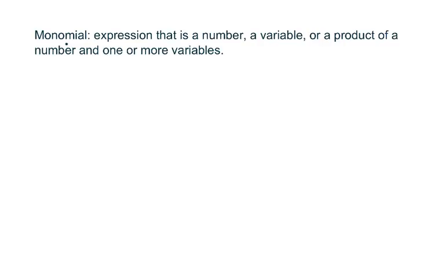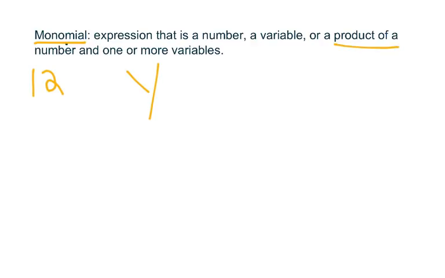And the first vocabulary word is monomial. And a monomial is an expression that is a number, a variable, or a product of a number and one or more variables. So, some examples of monomial, just the number 12. That's an example of a monomial. It's a number. Another example of a monomial is y. And again, just a variable.